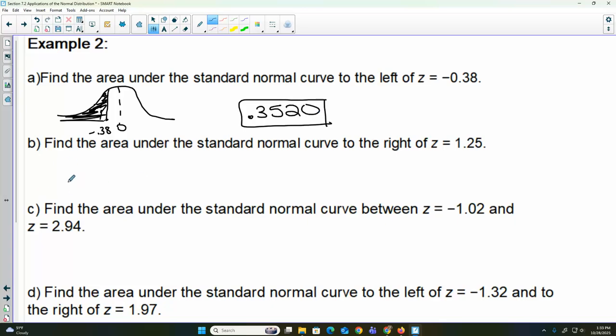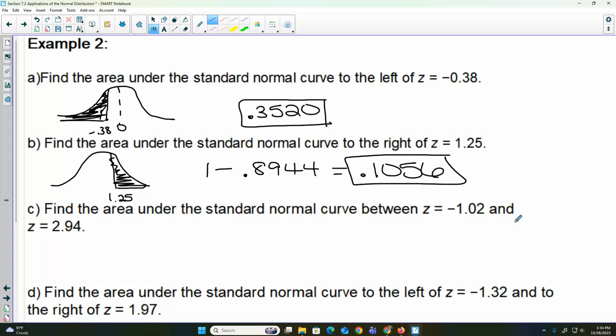So if I want the area under the curve to the right of 1.25, so that's 1.25 standard deviations above the mean, and I want to be to the right of it, how do we do to the right? And then I look up when my z is 1.25. We get... so 1 minus 0.8944. We get 0.1056.